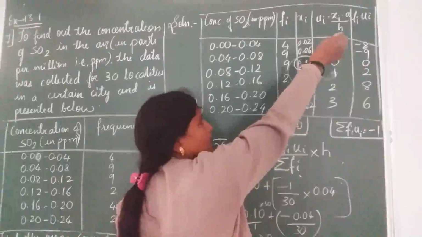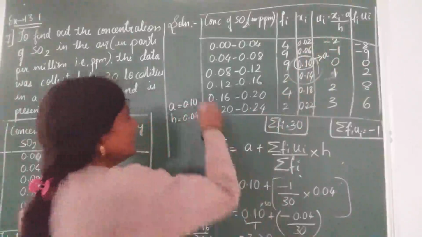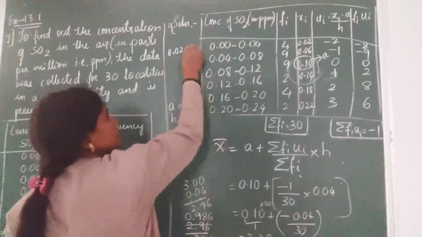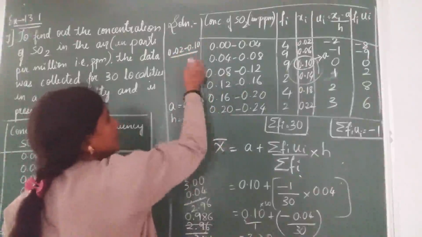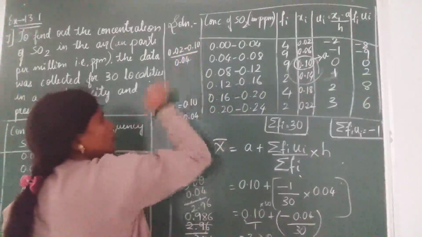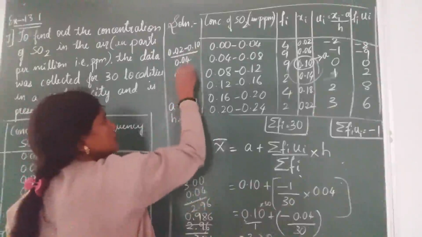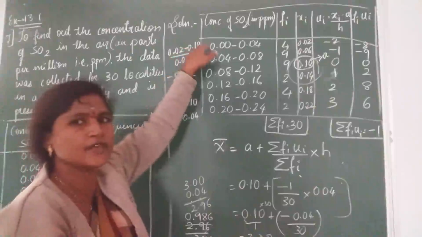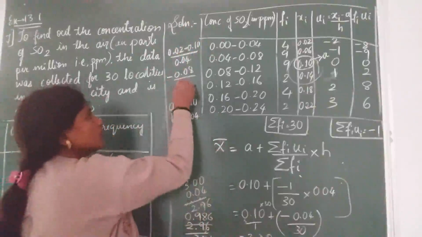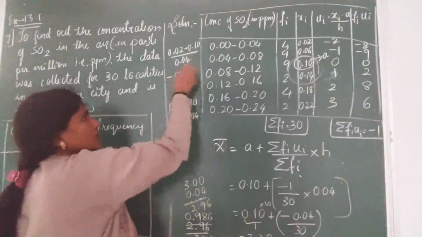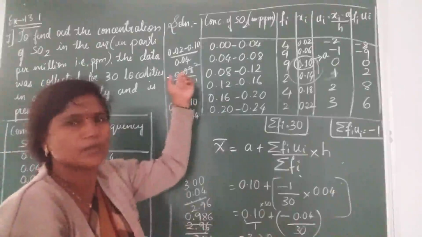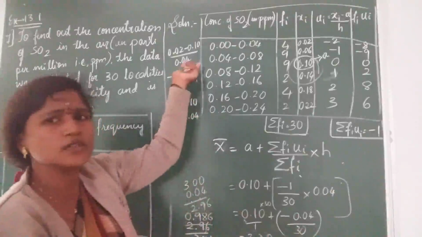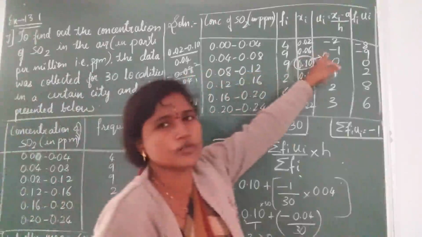So if I assume 0.10, find the ui now. ui is nothing but xi minus a divided by h. Let me show you. xi is 0.02 minus assumed mean 0.10, divided by class size 0.04. When you subtract, you get minus 0.08, because the bigger number is 0.10. You know how to identify the bigger decimals. So divided by 0.04, now you can cancel it directly, because the decimal numbers have two digits after the decimal. So it will be minus 2, then minus 1.